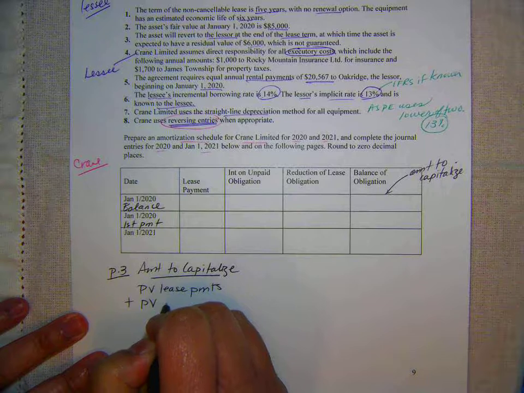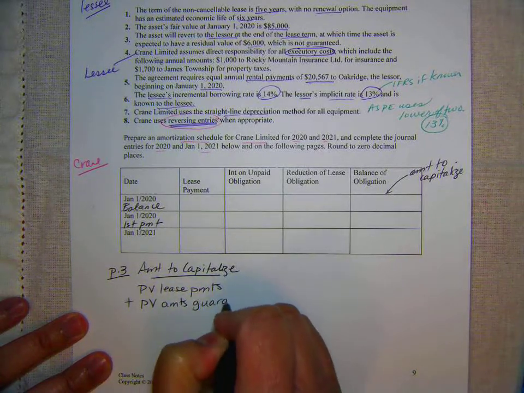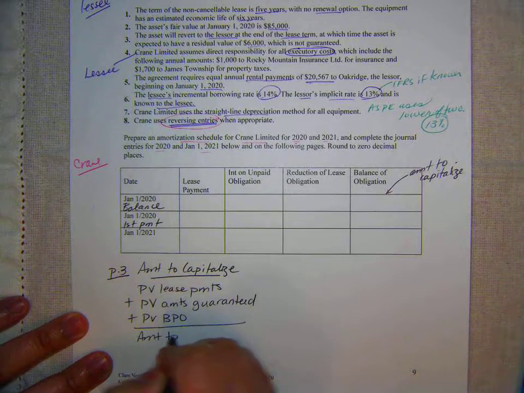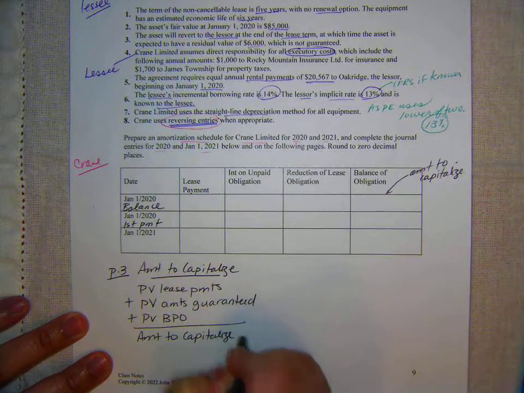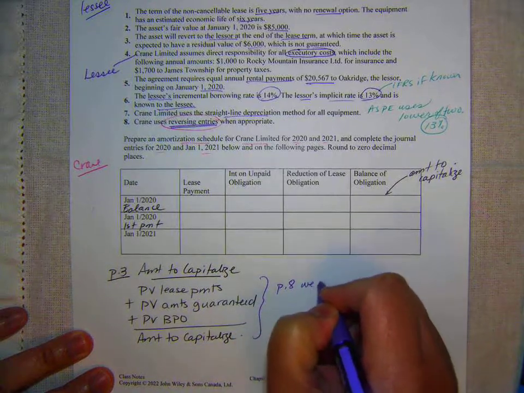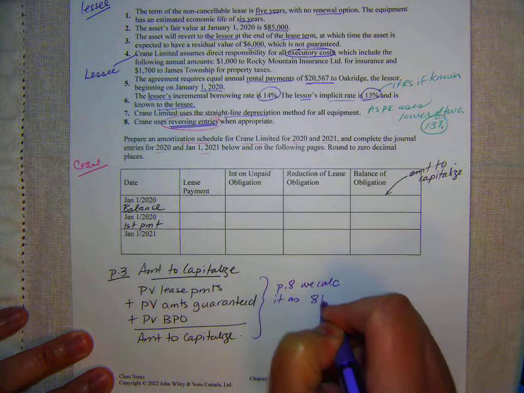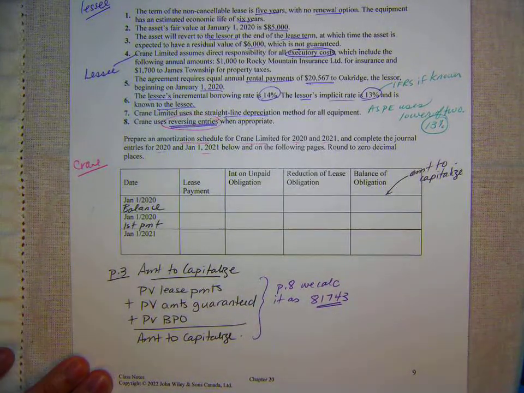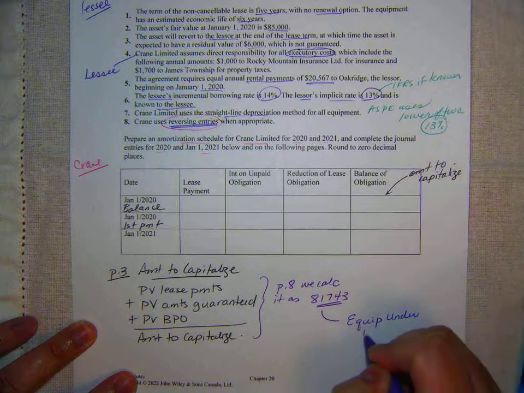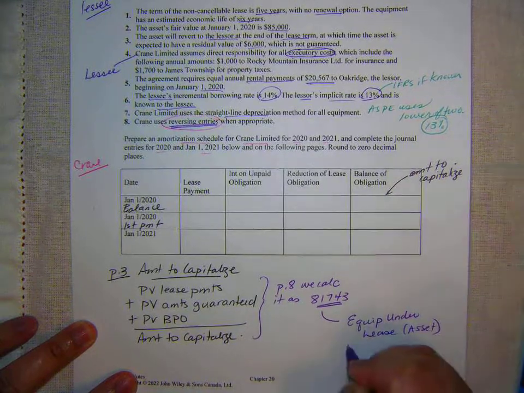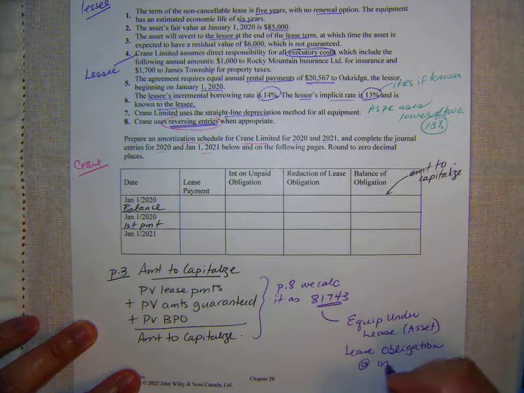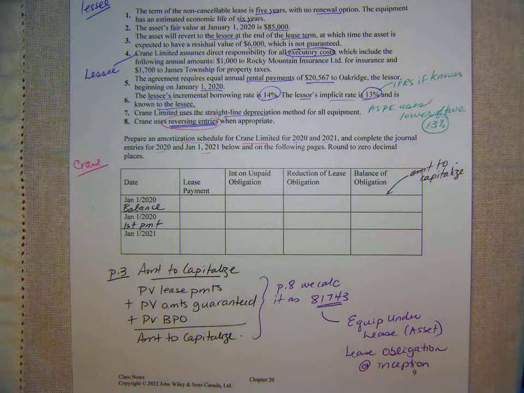So the amount to capitalize, we said it is the present value of the lease payments plus the present value of any amounts guaranteed, and it's usually the residual they're talking about, plus the present value of the BPO, if there is one. And that's the amount. Now, from page 8, we already did that. We calculated it as 81743. So that's going to be the amount that goes to equipment under lease, which is the asset, and lease obligation at inception. And remember, inception just means the beginning of the lease. So if you see that word, don't let it throw you.